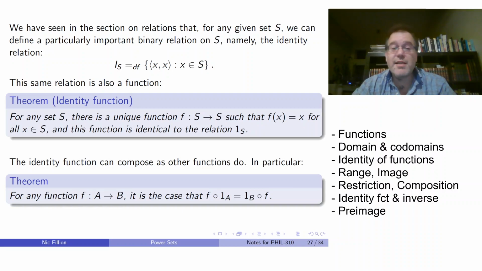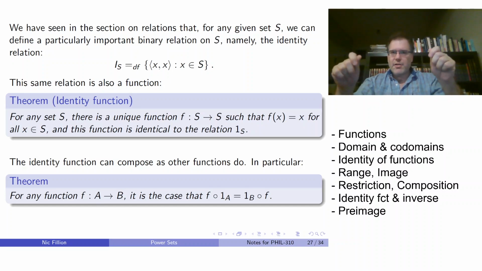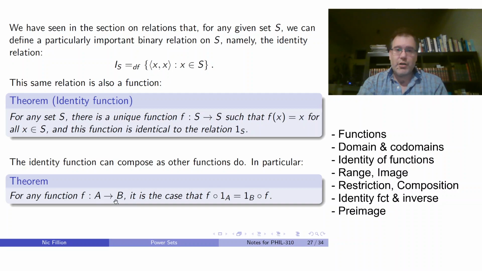But here's one example. That's perhaps the simplest thing that we can do with identity functions. Suppose we have a function f from A to B. Now, as we saw, for the set A, there's going to be an identity function on A, namely 1 sub A, that contains all the ordered pairs, one for each of the elements of A, where the first and the second element are the same. Similarly, for the codomain B, there's also going to be an identity function, 1 sub B.